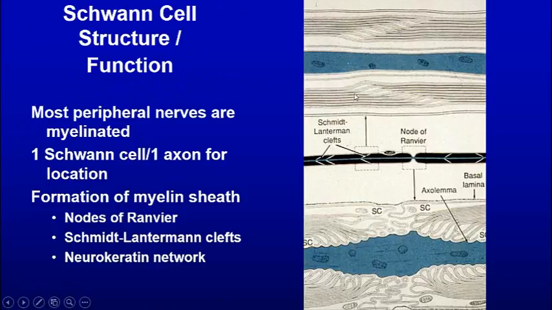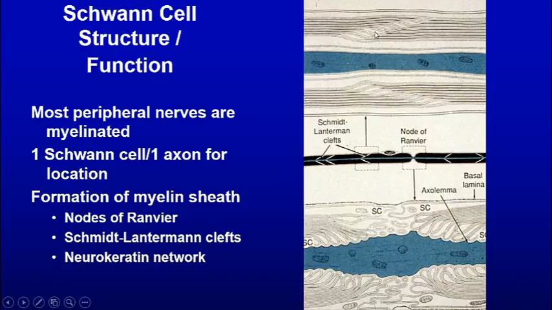So here we see the Schwann cell. There's this nucleus, and the Schwann cell cytoplasm that's wrapped around. The blue here is the axon. So one Schwann cell can wrap around one axon. And where one Schwann cell ends and another one begins, that's a node of Ranvier, as we see.